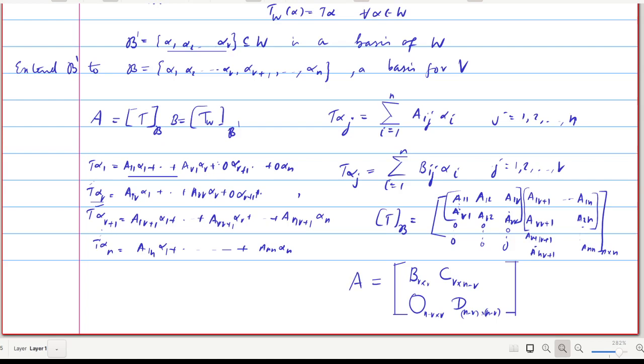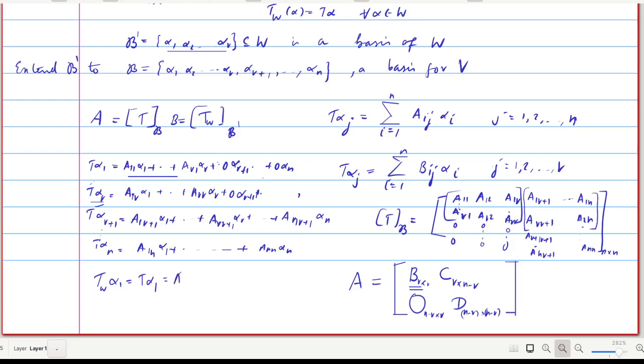Now we observe this B. I intentionally write B here because I defined B as the matrix of TW relative to the basis B prime. So when you consider the matrix of TW relative to the basis B prime, we need to evaluate TW of alpha 1 first. TW of alpha 1 is the same as T of alpha 1, because this alpha 1 comes from W. So this T alpha 1 takes this form.